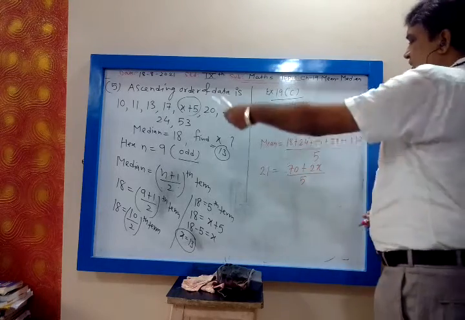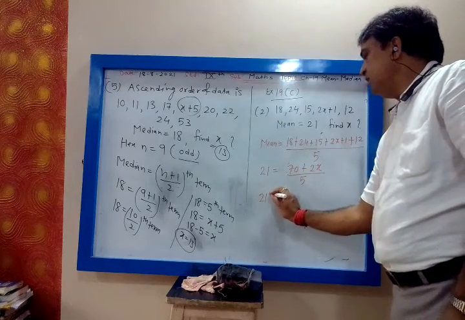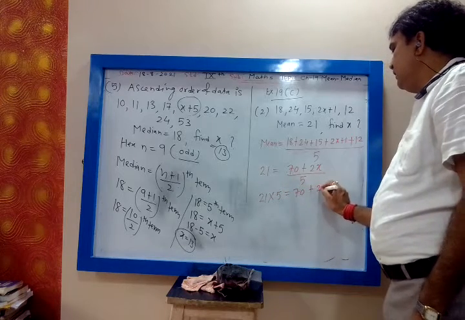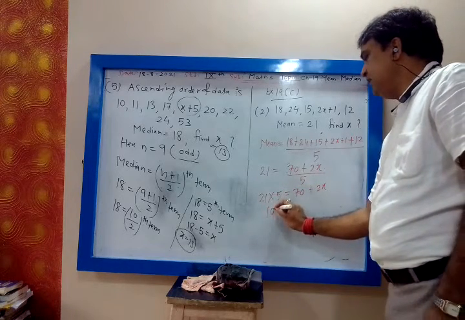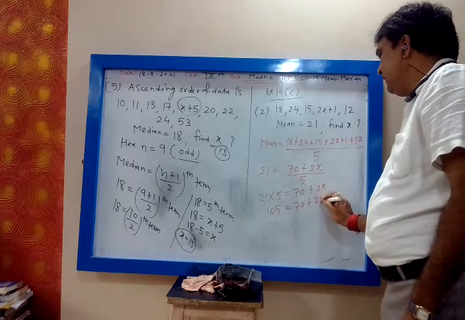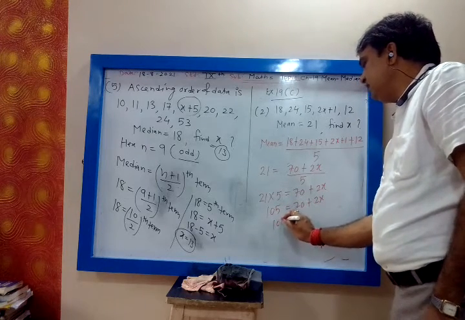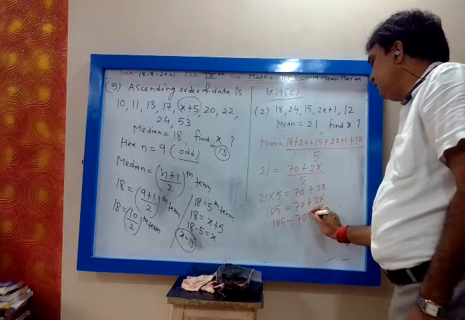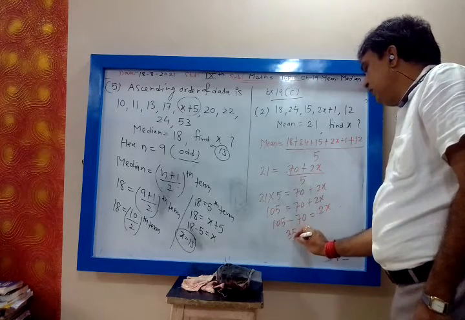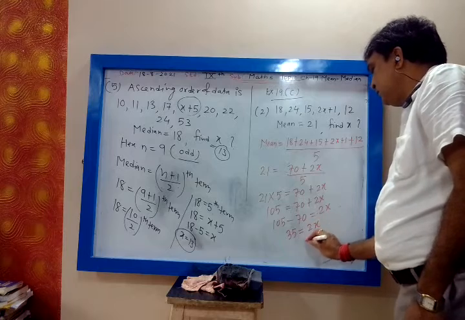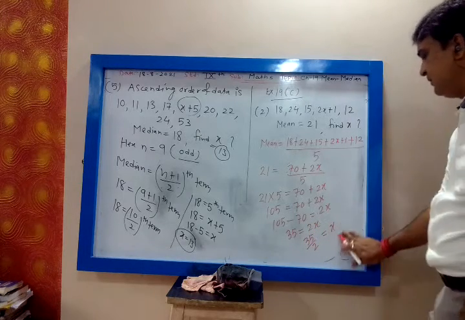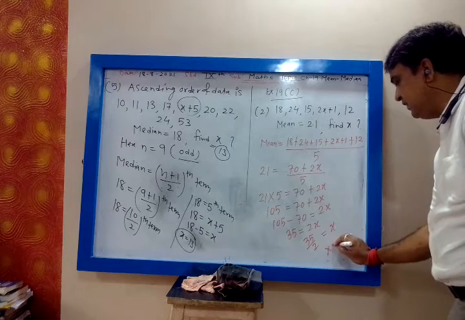Okay. Now cross multiply 5. So 21 into 5 is equal to 70 plus 2x. 21 times 5 is 105, equal to 70 plus 2x. So 105 minus 70 is 2x. So 35 is equal to 2x. So 35 divided by 2 is x. So what is the answer? x is 17.5.